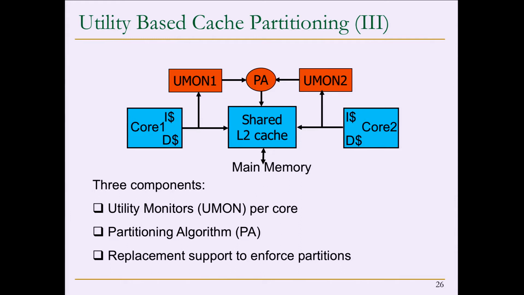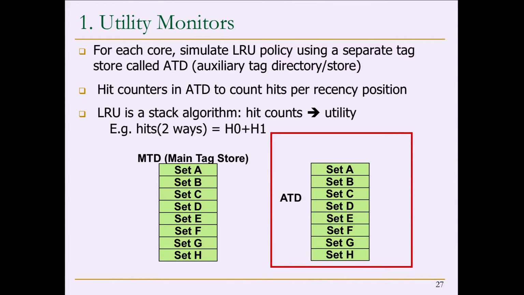Basically, the associativity will be our limiting factor in terms of how many ways we can allocate, or that will be our partitioning granularity. So let's take a look at what these utility monitors are. You'll remember some of these.